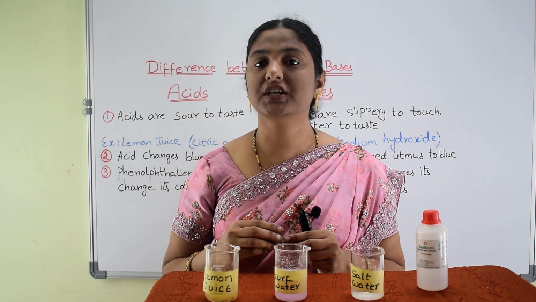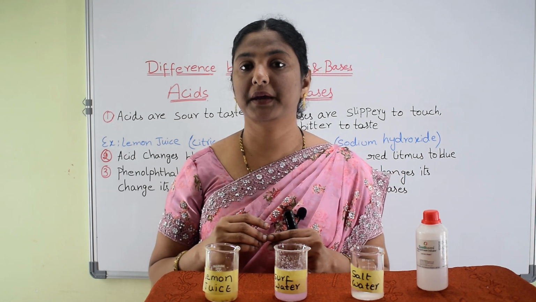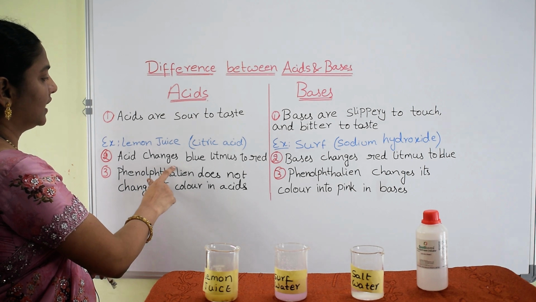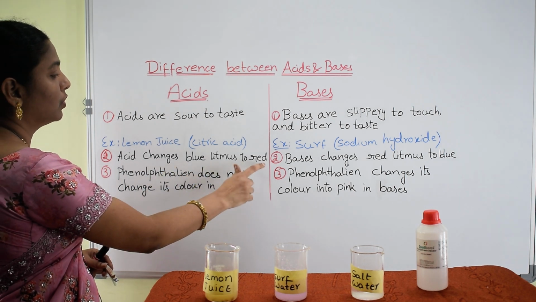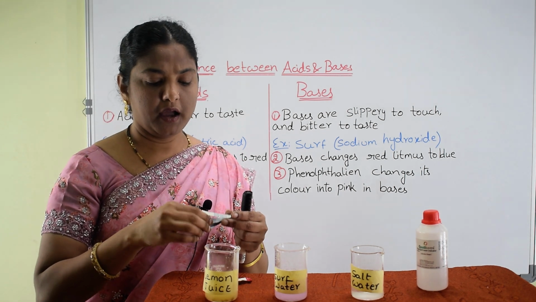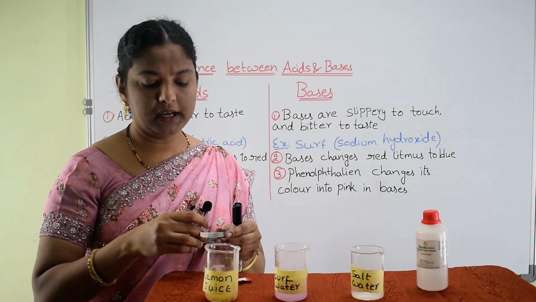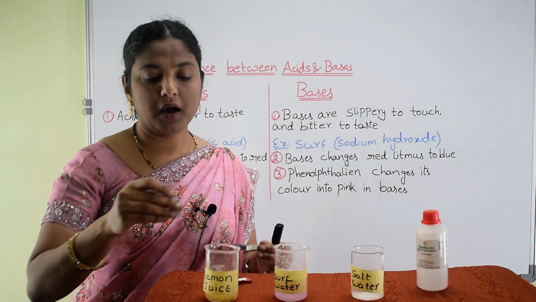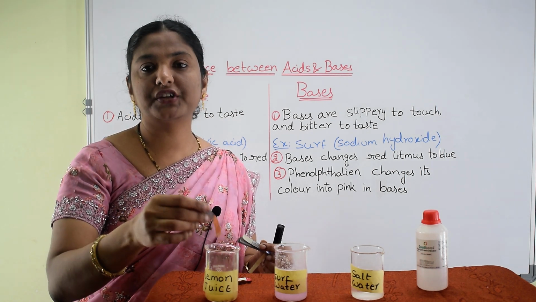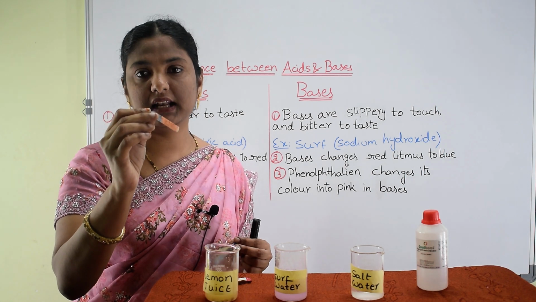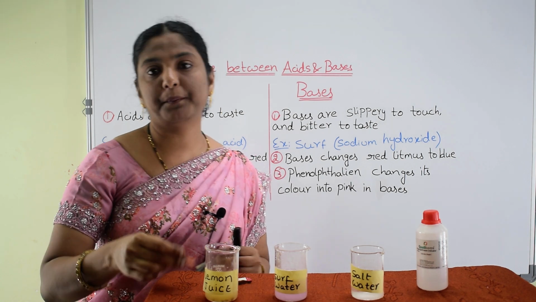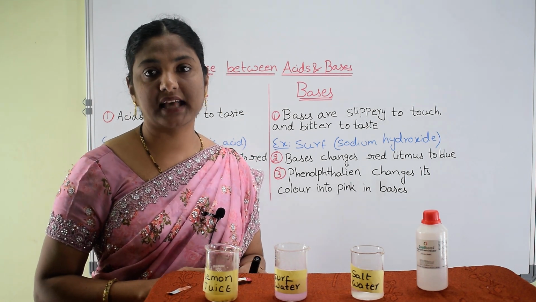What changes are observed with this litmus paper, now we see. Acid changes blue litmus to red. Here this is blue litmus paper. If I dip this blue litmus paper into lemon juice, then it changes into red color. By observing such changes, we identify acid.